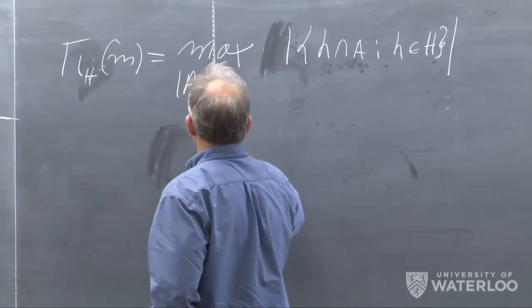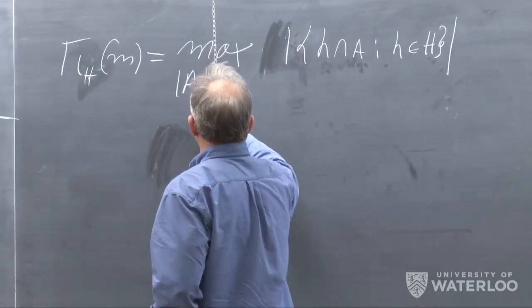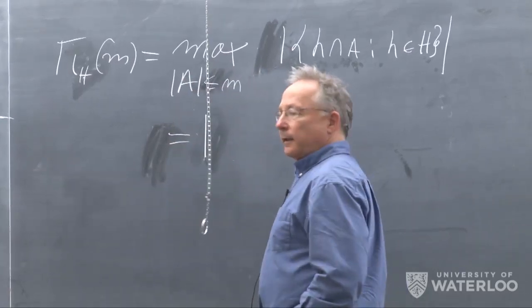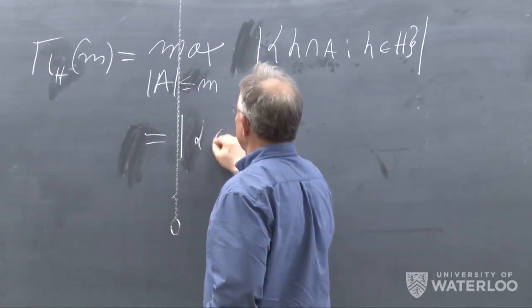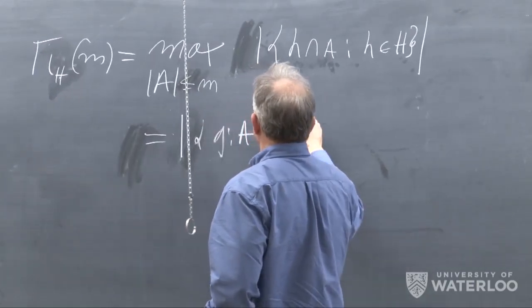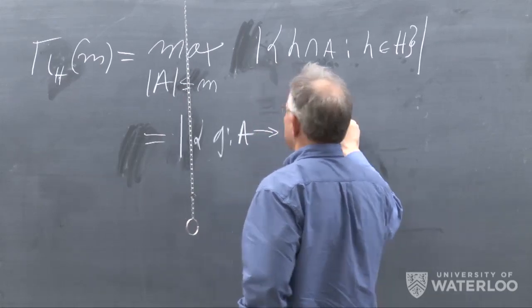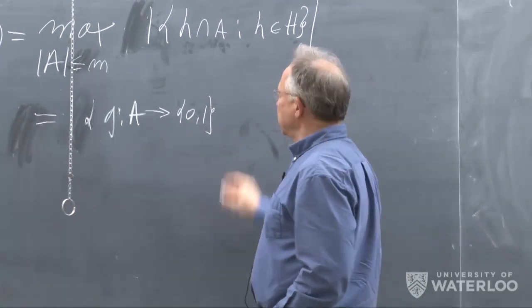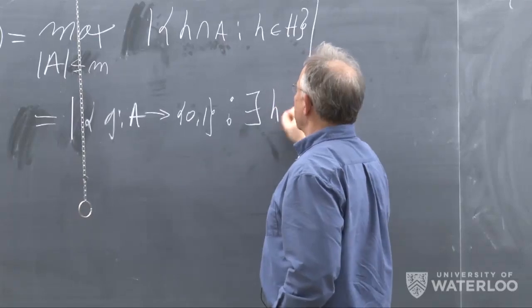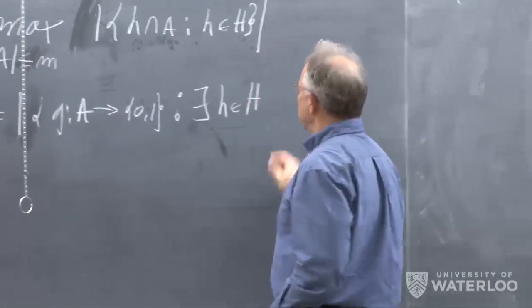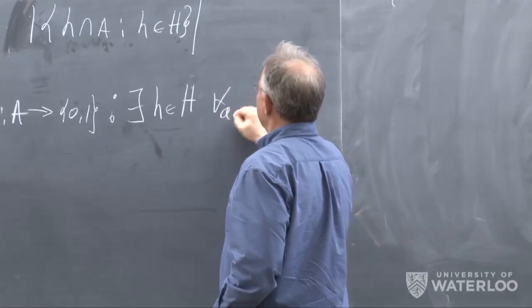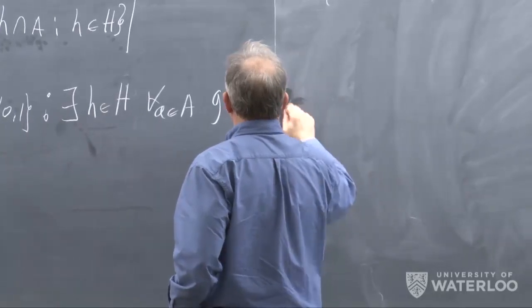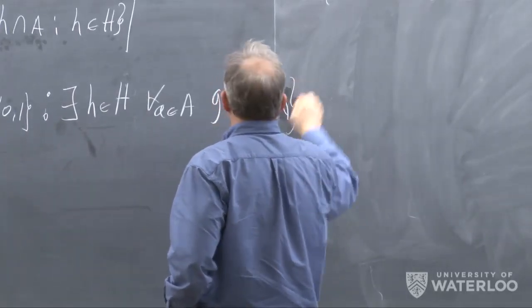So let us just write it like this. The size, this is the same as the size of all functions G that goes from A to {0, 1}, such that what? So I'm looking at all the functions G from A to {0, 1}, such that for some H in H, for every a in A, G of a equals H of a. Okay, so this may look even more complicated, but it's not.